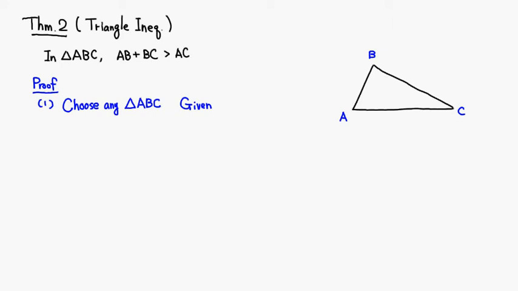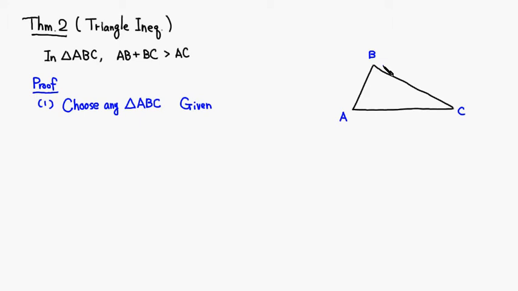All right, let's look at theorem 2, triangle inequality. So in triangle ABC, AB plus BC is always greater than AC. So the sum of the lengths of any two sides is always larger than the length of the third side. So let's prove that.